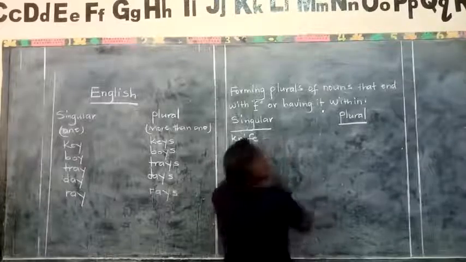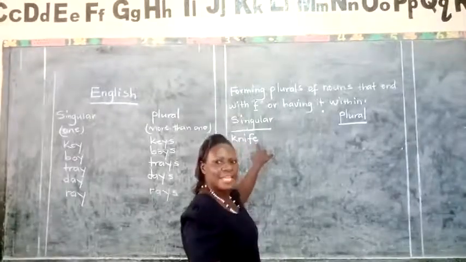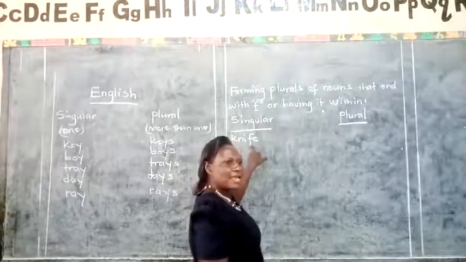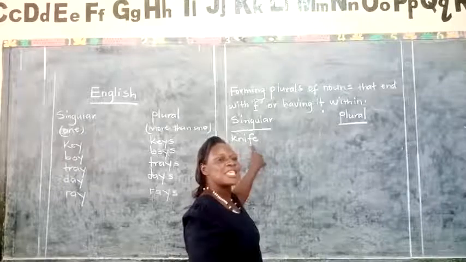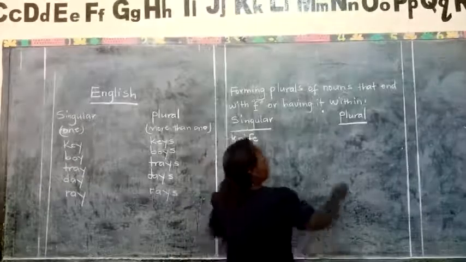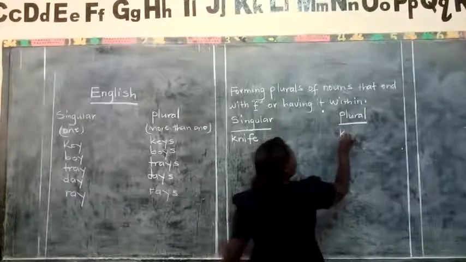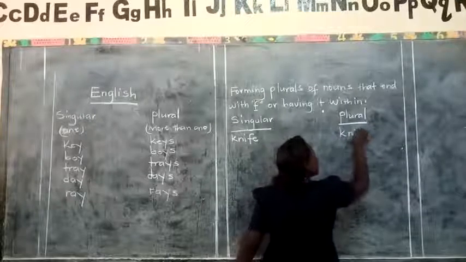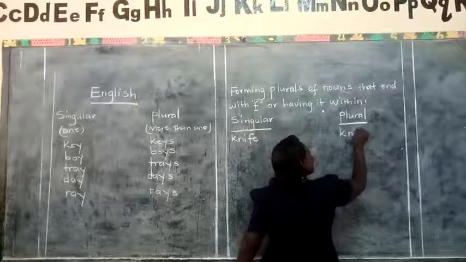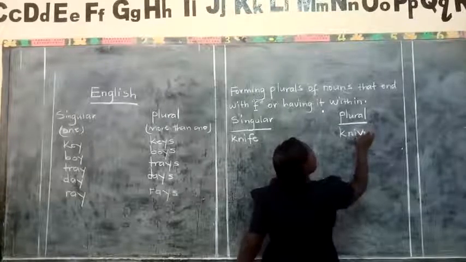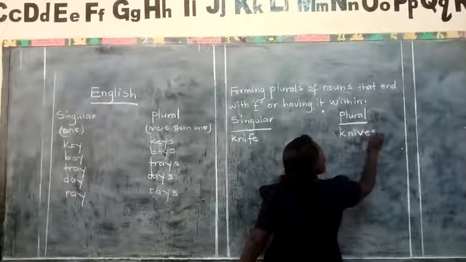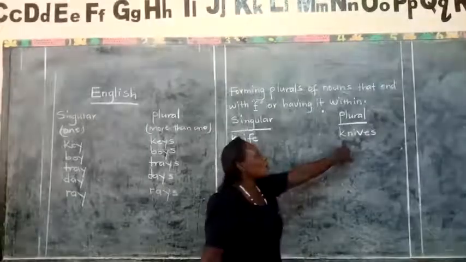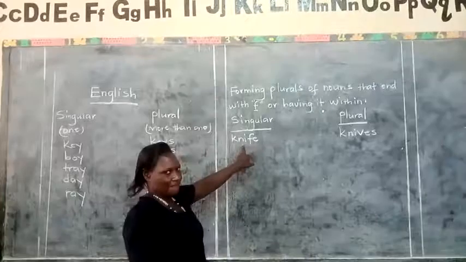For example, we have knife. Then we want to write the plural form of knife. We want to get rid of this F and we replace it with the VES. Knife, then it is going to change into knives. Where there is letter F, include VES. This is how we write the plural form of the noun knife.